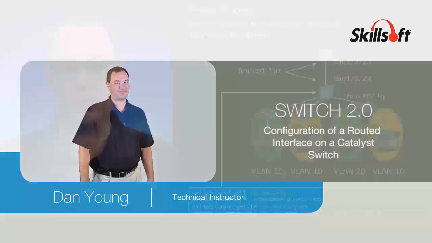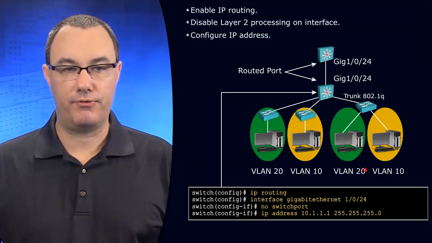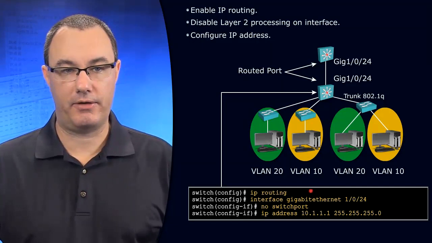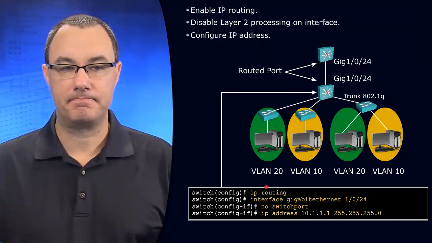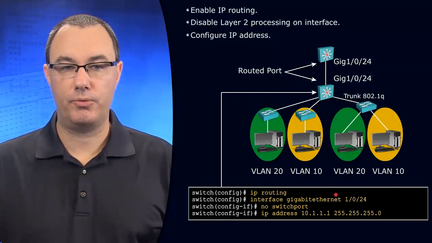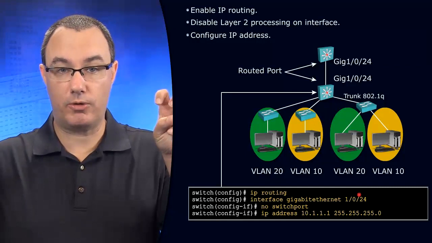Configuration of a routed port is relatively straightforward. Conceptually, it's more difficult than the config. We do want routing to be turned on. You'd go to an interface. Now, by default, it is considered a switch port.